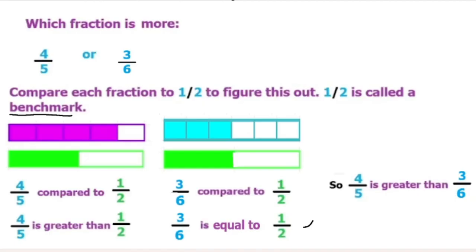So using the benchmark, you come up with the fact that 4/5 is greater than 3 over 6 because 4/5 is greater than the benchmark.